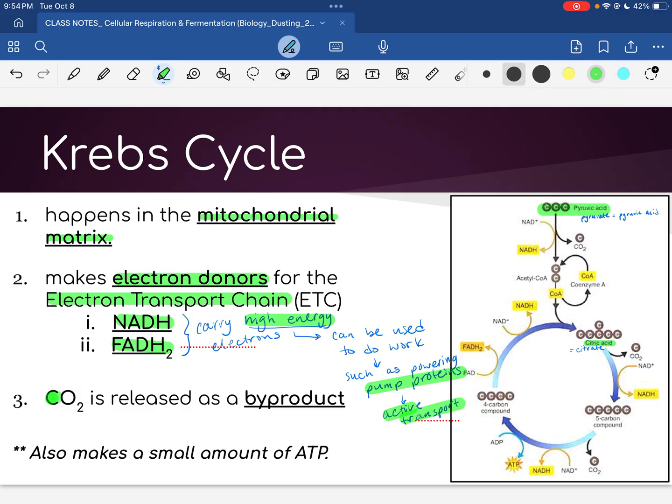And then carbon dioxide is released as a byproduct of the citric acid cycle, or sorry, the Krebs cycle. The Krebs cycle is also called the citric acid cycle.